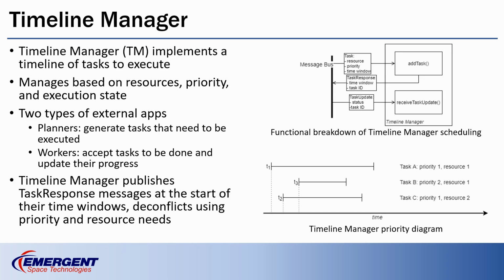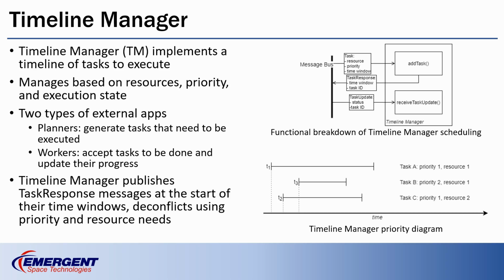Meanwhile, Task C will begin immediately. Timeline Manager will send out a request then because it does not use the same resource and there's no conflict there. So Task B may be skipped entirely if Task A isn't completed before the time window of Task B closes. It just depends on the system and how it handles these different tasks. That's all I want to say about Timeline Manager.